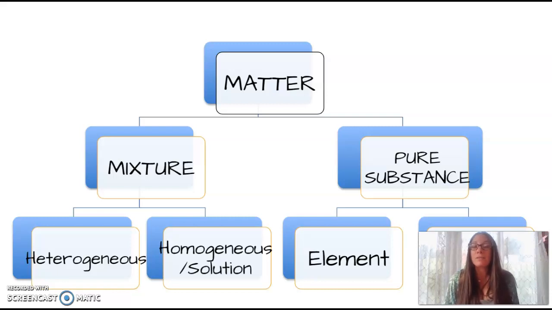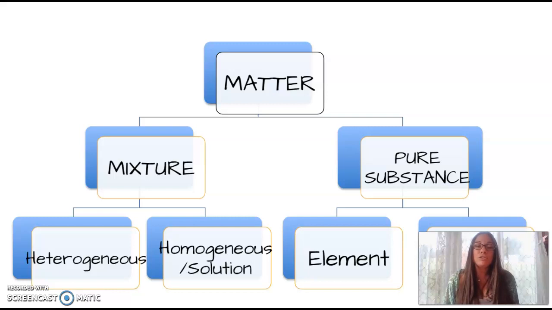Compounds are elements that are connected to one another with bonds. We're going to be talking a lot about bonds this year, but not quite yet. It's important to understand right now that bonds are really strong attractions and they're really hard to break.